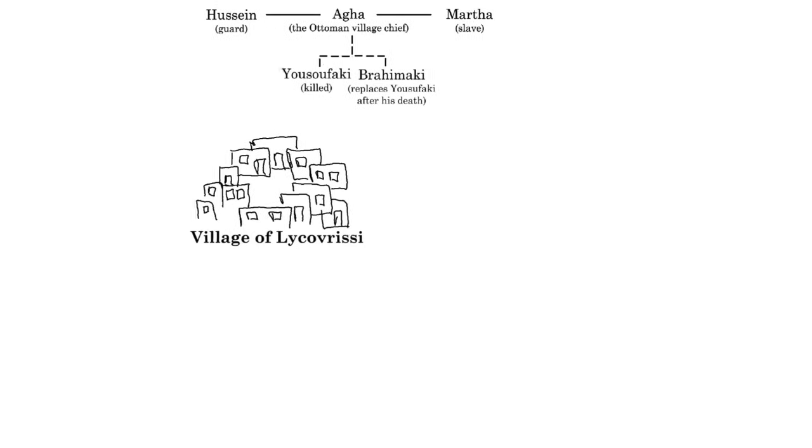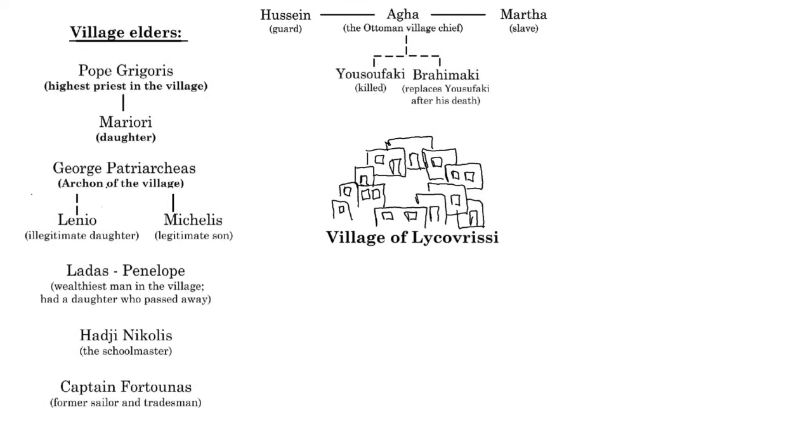On the left-hand side, we have the 5 village elders. 3 of them are extra important, the high priest being the first, otherwise known as Pope Grigoris. He has a daughter called Mariore, and she's engaged to another elder's son. Now, the other elder has a name that I can barely pronounce, so I'm just going to call him George, and his son's name is Michaelis.